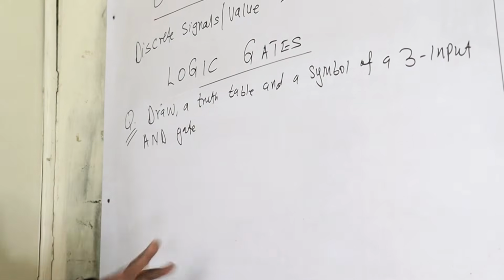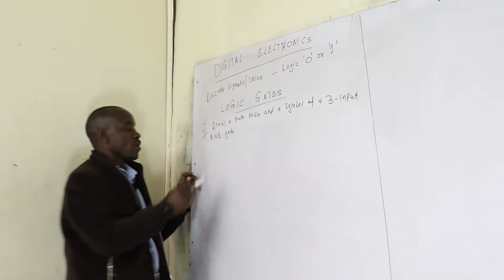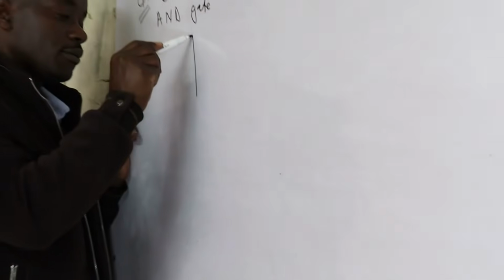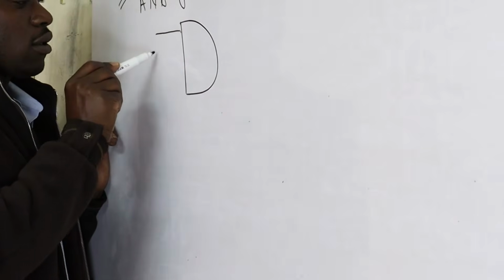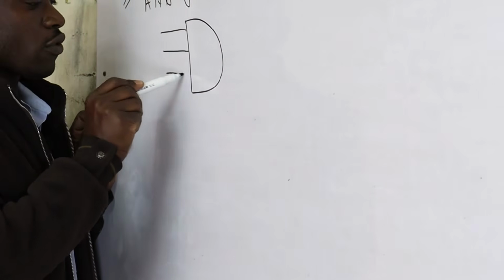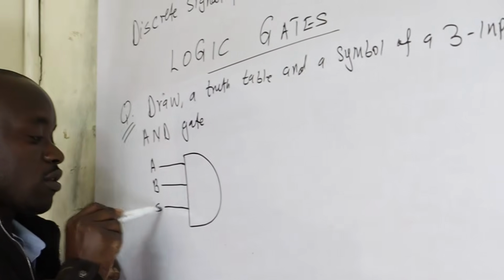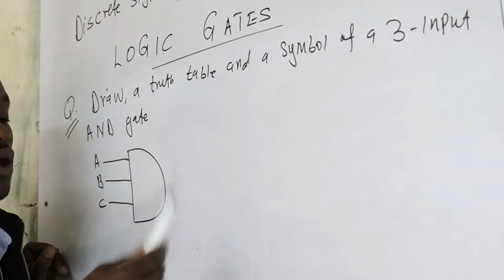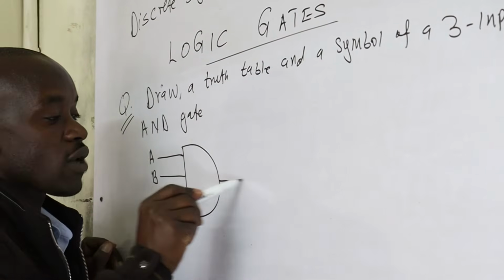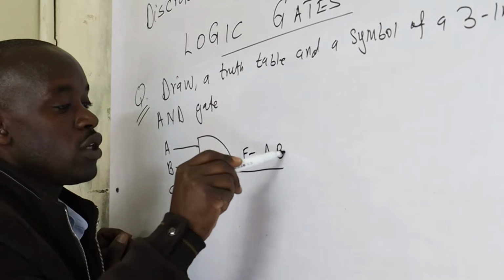Remember, we have done the 2 inputs. Now we want to do 3 inputs. So what happens is you bring your gate here. You put the variables. There are 3 variables or inputs. You can now call them A, B, and C. Now I want to use F so that you don't have to use Y everywhere. So I can say now my F is equal to A dot B dot C.